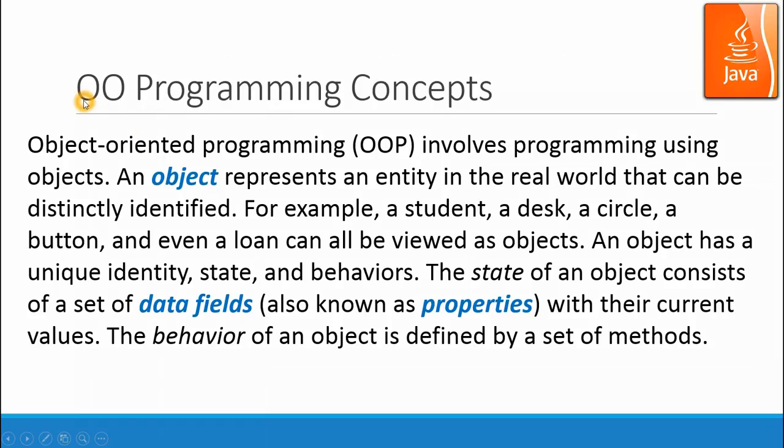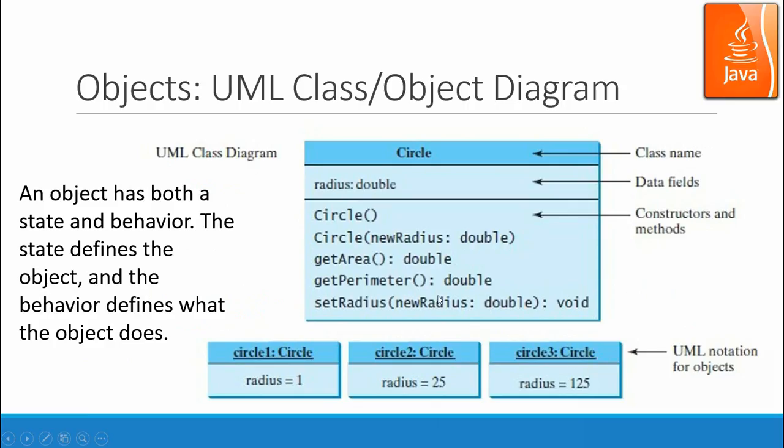Object-oriented programming is sometimes also shown as OOP, and it involves programming using objects. An object represents an entity in the real world that can be distinctly identified. For example, a student, a task, a circle, a button, and an event or loan can be viewed as objects. An object has a unique identity, state, and behavior. The state of an object consists of a set of data fields, also known as properties, with their current values. The behavior of an object is defined by a set of methods. So, say we have a circle, it has some radius. There are some properties like area, perimeter. Then we can use some methods, getArea or getPerimeter or setRadius for a circle.